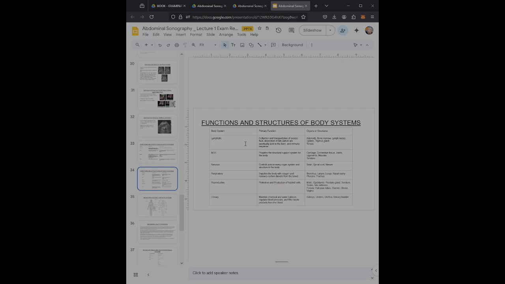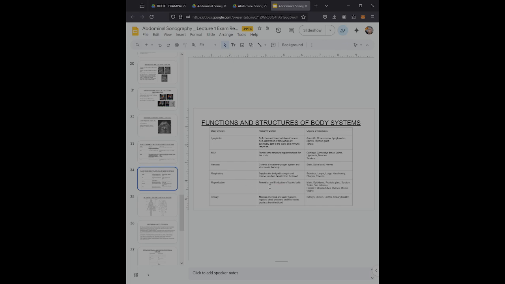The MSK system provides structural support for the body: cartilage, connective tissue, joints, ligaments, muscles, tendons. The nervous system controls a large degree of our body, and this includes the brain, spinal cord, nerves. The respiratory system supplies the body with oxygen and removes waste products such as carbon dioxide. Structures associated with it: the bronchus, the larynx, the lungs, the nasal cavity, the pharynx, and the trachea.